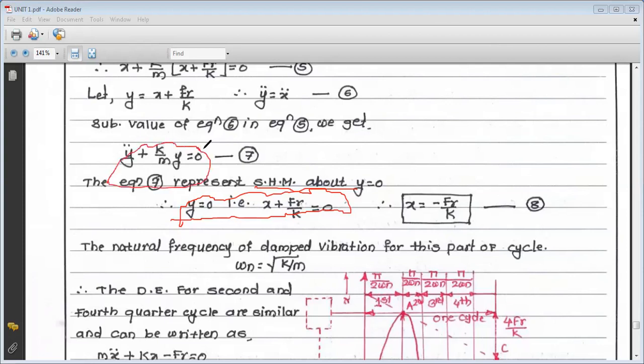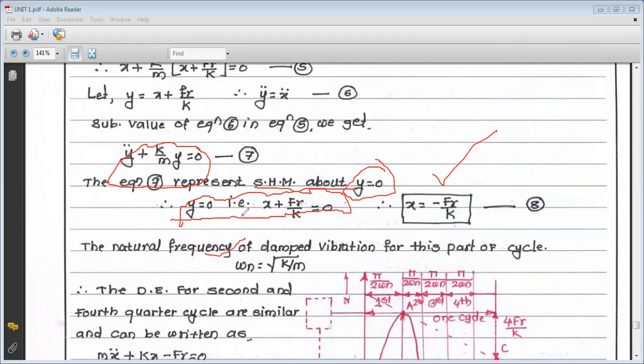But the point is that y should be 0. So y equals 0 means the value of x should be such that x plus FR upon k is equals to 0. So the value of x should be minus FR upon k. And the natural frequency of this part is again the same, square root of k by m.